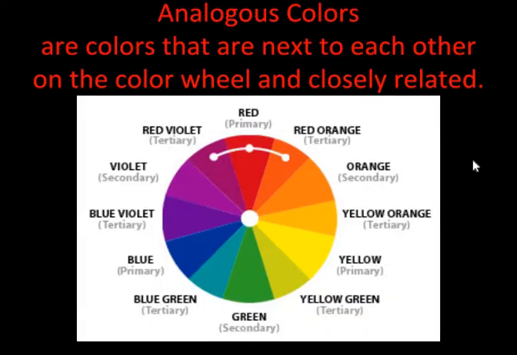Analogous colors are the colors that are next to each other on the color wheel and closely related. So then you have red-violet, red, and red-orange. They're all snuggled up next to each other. They're closely related. They are an analogous color scheme.